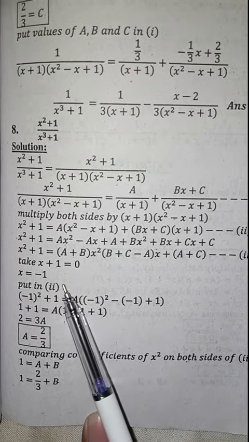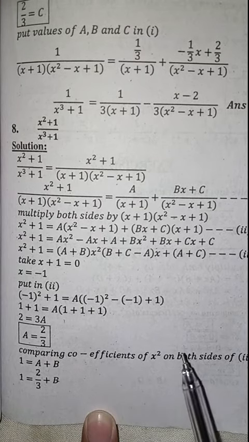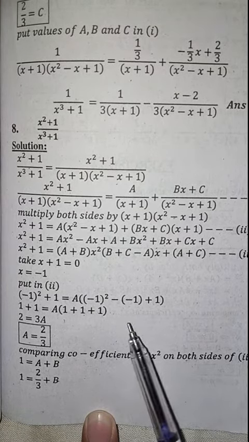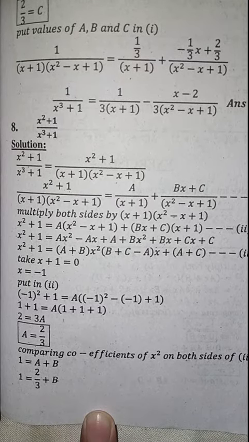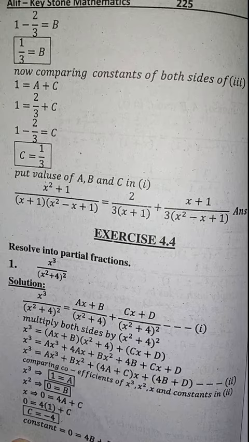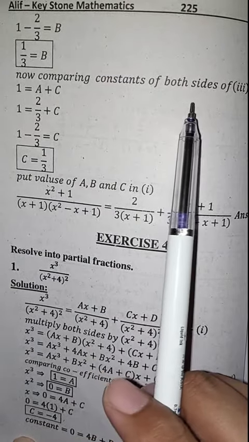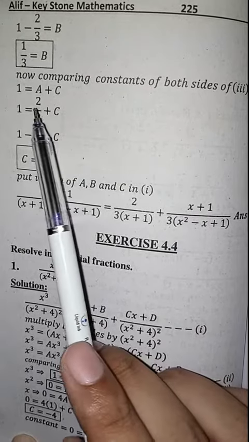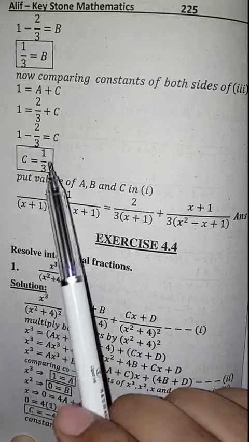Now putting the value of x equal to minus 1 in equation 2, we get the value of a which is 2 by 3. Now by comparing coefficients of x square on both sides, we get 1 is equal to a plus b, and we know that a is equal to 2 by 3. Put here, we get the value of b which is 1 by 3. Now comparing constants of equation 3, we get 1 is equal to a plus c, and we know that a is equal to 2 by 3. Put here, we get the value of c which is 1 by 3.